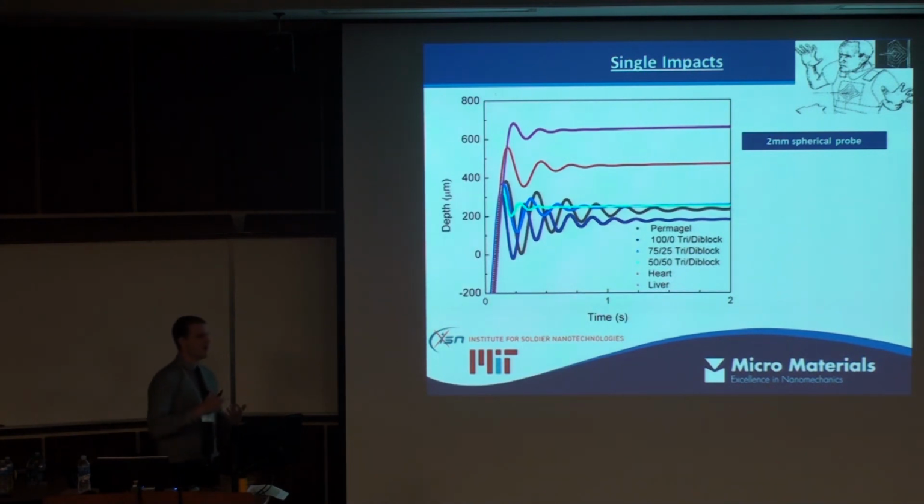So you can look at this data in two ways. First, as a qualitative assessment. So just by looking at these traces, you can say that the heart tissue, for example, has a very similar damping behaviour to the 50-50 tri-diblock sample. And similarly, the liver is similar to one of the others. I forget which one, I apologise. So what's important here is not that the initial penetration is exactly the same, but actually the damping behaviour, so the recovery of the sample after the impact.